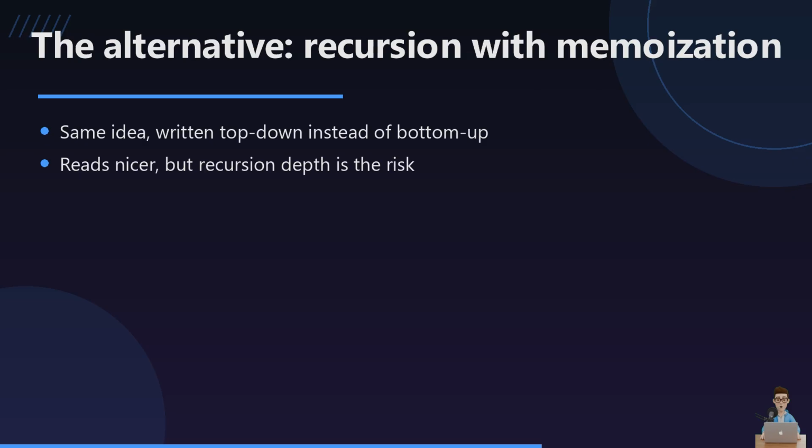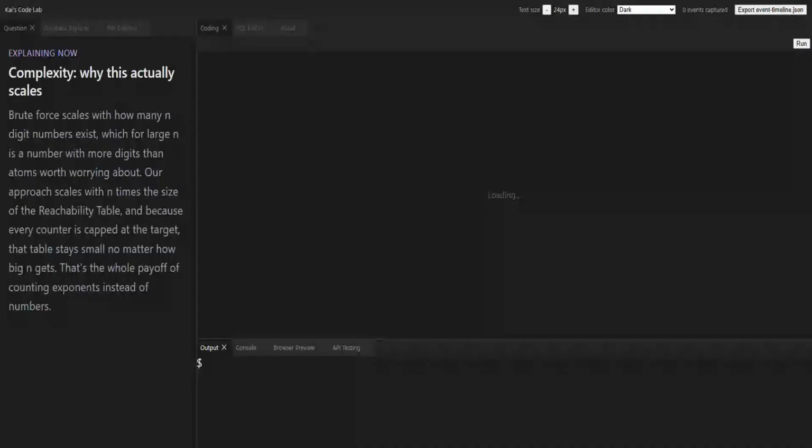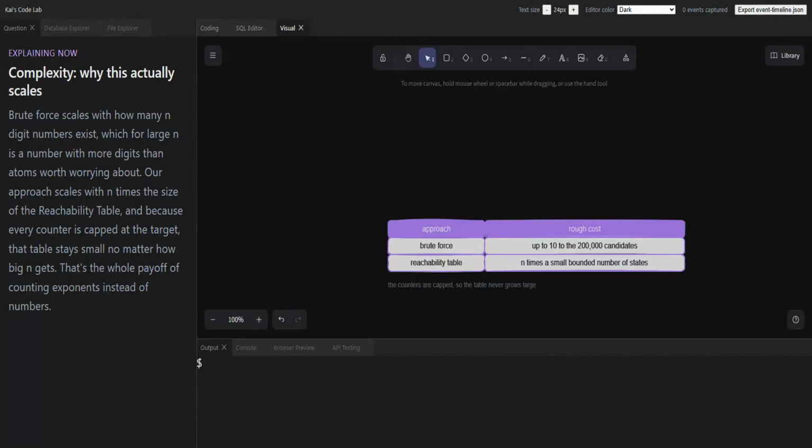Honestly, I think most people over-engineer this with a heavier recursive structure than they need. For 200,000 digits, that's 200,000 deep recursion, and it blows the call stack. The iterative table wins here, that's the boring right call. Brute force scales with how many n-digit numbers exist, which for large n is a number with more digits than atoms worth worrying about. Our approach scales with n times the size of the reachability table. And because every counter is capped at the target, that table stays small no matter how big n gets. That's the whole payoff of counting exponents instead of numbers.